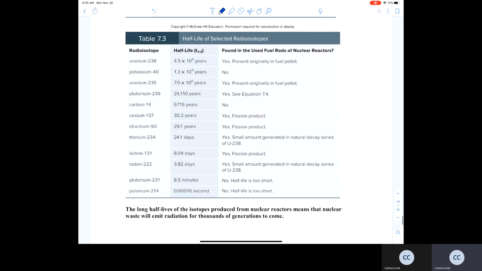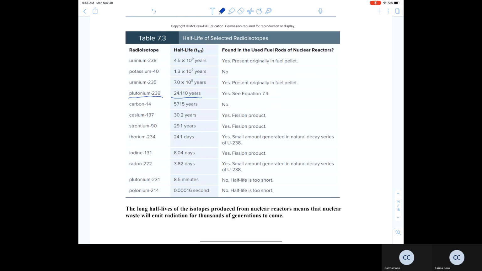The next table shows you the half-life of certain radioactive isotopes, like the plutonium-239 we saw in the graph. Its half-life is 24,110 years. And then whether or not we use this particular radioactive isotope in our nuclear reactors. And yes, plutonium-239 is used in nuclear reactors. So is uranium-238. It is present in the original fuel pellet. And then plutonium-239 is one of the breakdown products of uranium-238 decay.